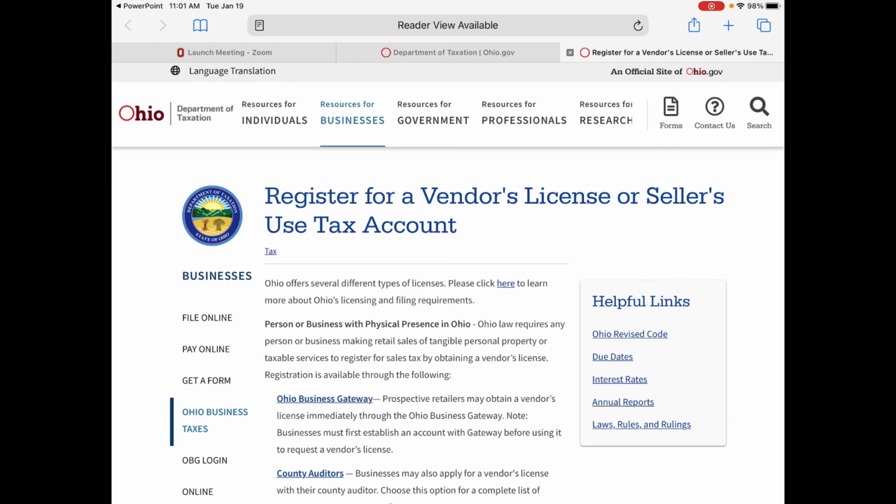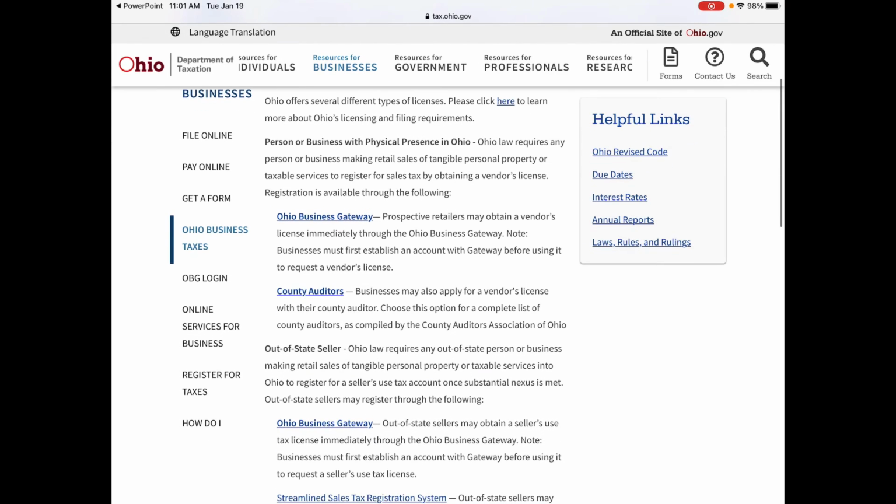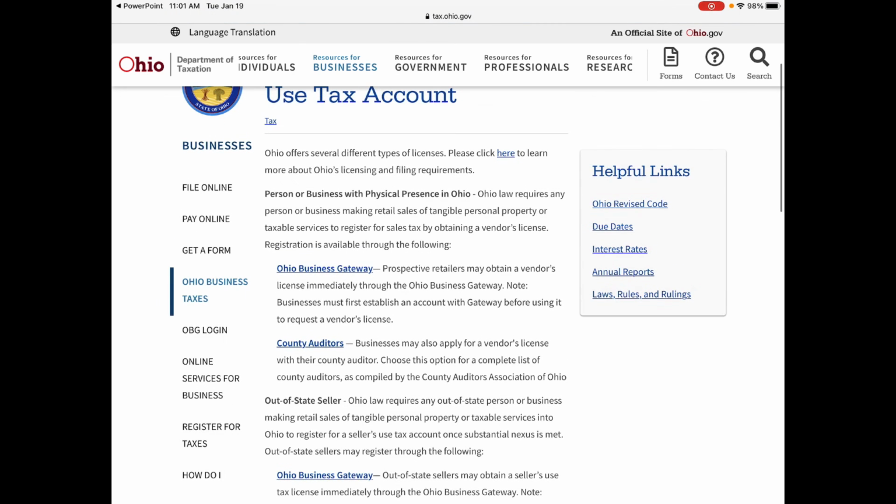If you're going to run a business, you do need to have a vendor's license. And so you can see the different licensing that allows you to collect sales tax. It also allows you to buy things at a wholesale level rather than at the retail level. So having that vendor's license becomes important.